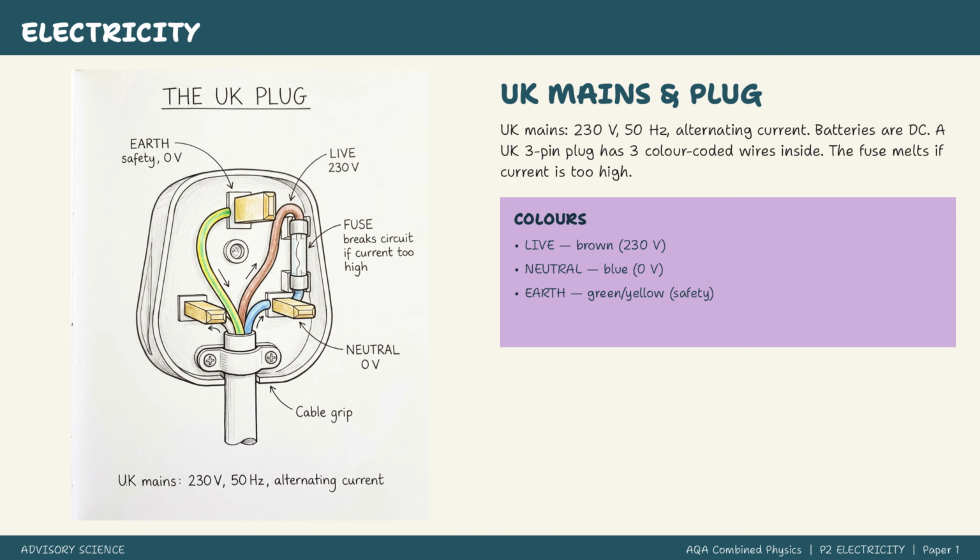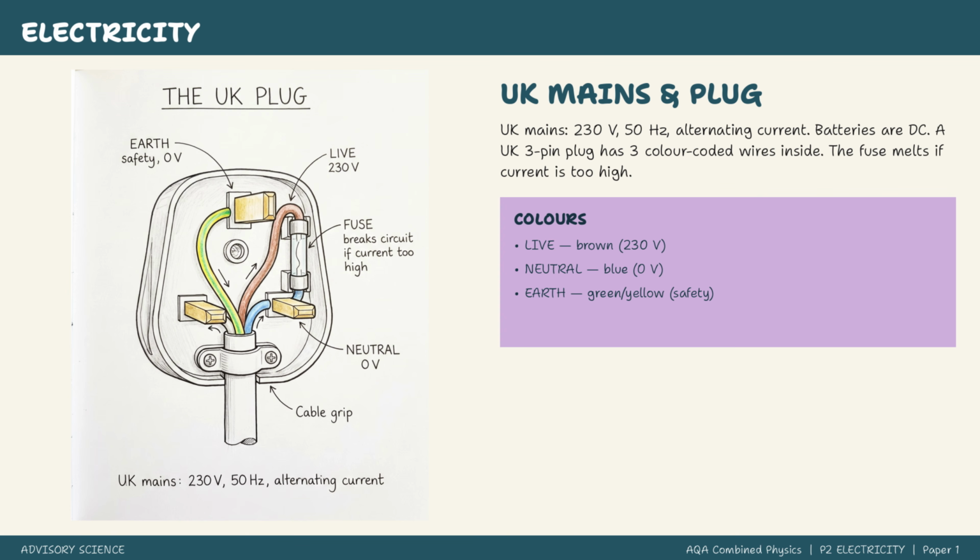If a live wire snaps inside a metal toaster and touches the casing, anyone touching the toaster will get a fatal shock. Because the metal casing is wired to the earth wire, the electricity surges down the earth wire instead. This sudden massive surge of current instantly melts the thin wire inside the fuse, and this breaks the circuit and isolates the power safely.